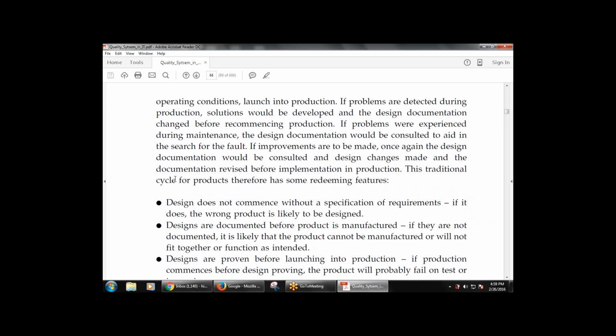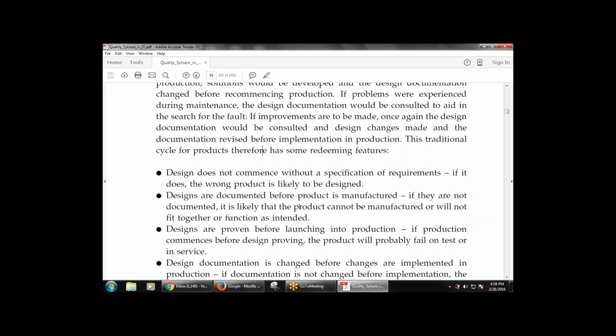And this traditional cycle has some remedying features. What are the features? Design does not commence without a specification of the requirement. We cannot design the concept if there is no requirement given, and if there is none, the wrong product is likely to be designed. If my requirements are not correct, then how can we build the correct product?